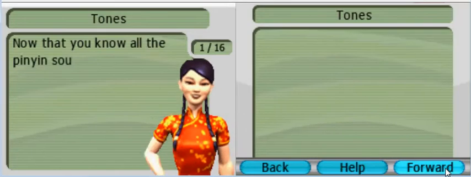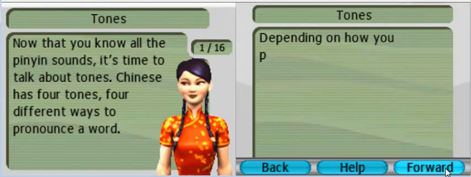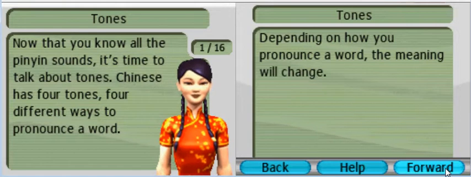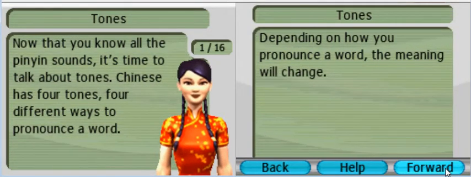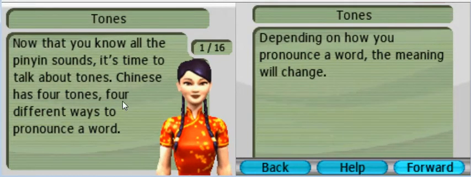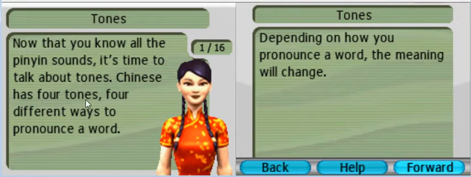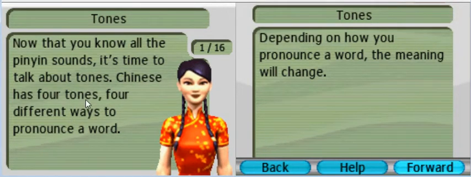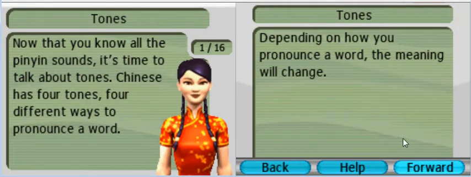The way the teacher explains it is that the tone of your speech should go up, go down, down and up, or go straight. So that's what they will try to explain to us again here. Chinese has 4 tones, 4 different ways to pronounce a word. So in Chinese, let's say you have one sound, ma. Depending on how you say ma, it could mean 4 different things.